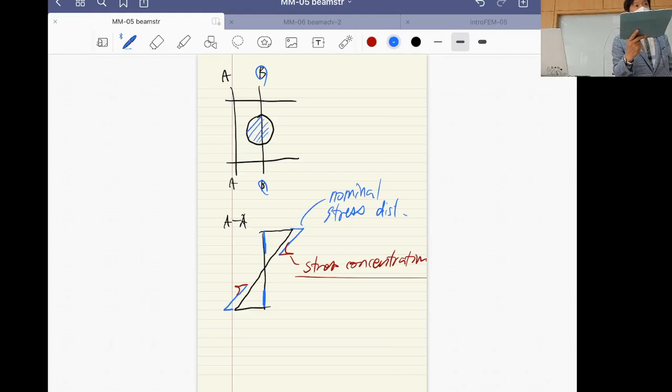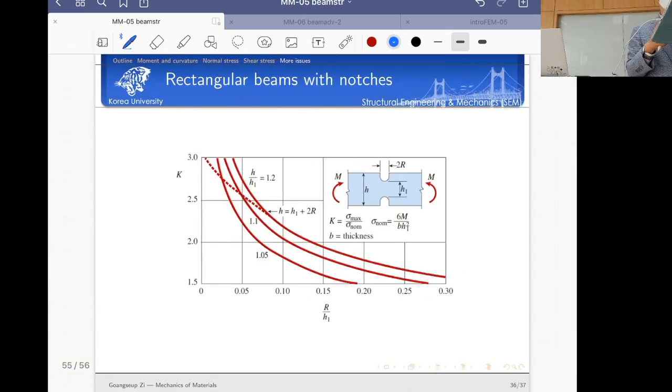Then how do you calculate the stress concentration? Of course, it's similar to before, okay? We use the handbook. We don't have to worry about it. We can refer to the handbook. For various geometries, they already calculated the stress concentration factor. That's why you don't have to worry about it.